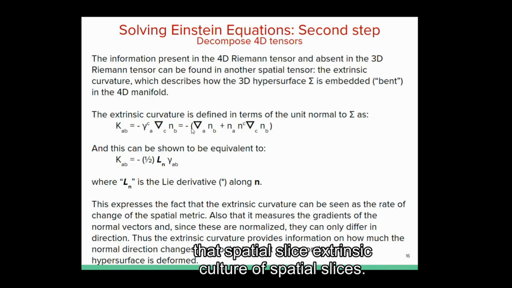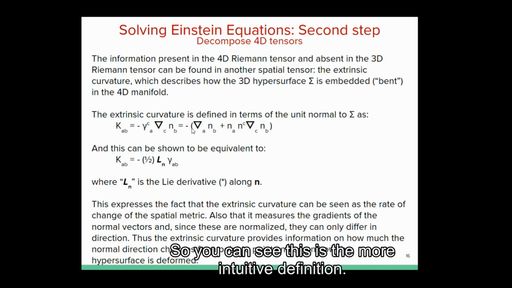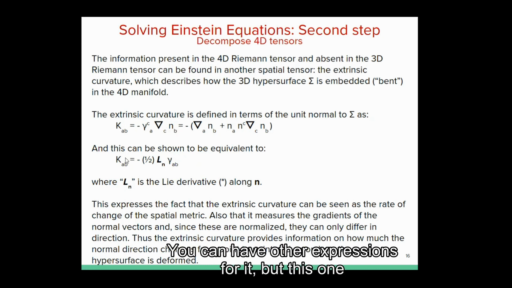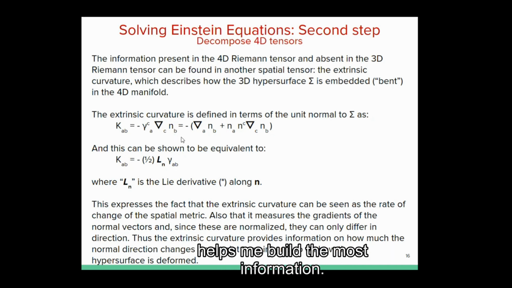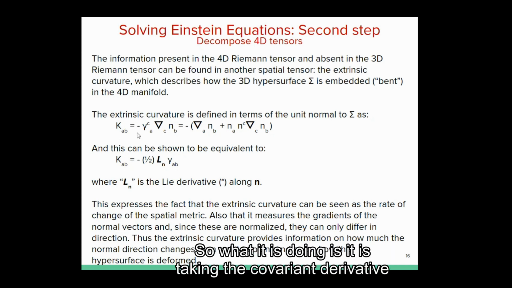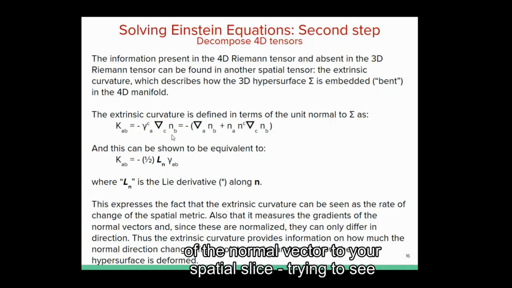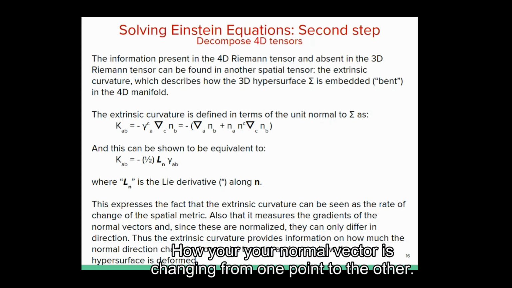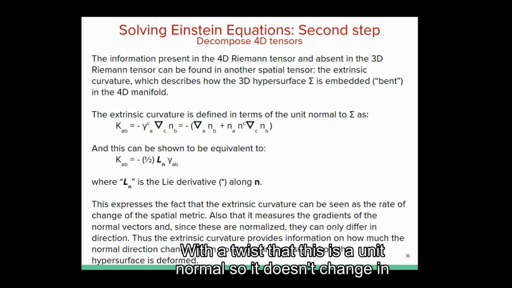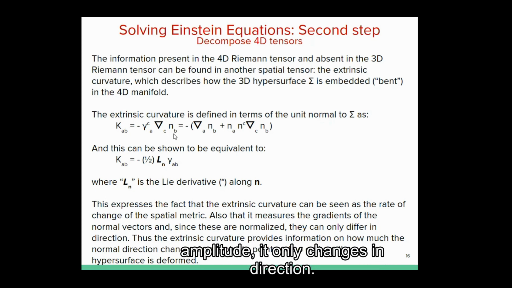Right? And so you can see this is the most intuitive definition. You can have other expressions for it, but this one helps me build the most intuition. So what it is doing is it is taking the covariant derivative of the normal vector to your spatial slice. So it's trying to see how your normal vector is changing from one point to the other, with the twist that this is a unit normal. So it doesn't change in amplitude. It only changes in direction.